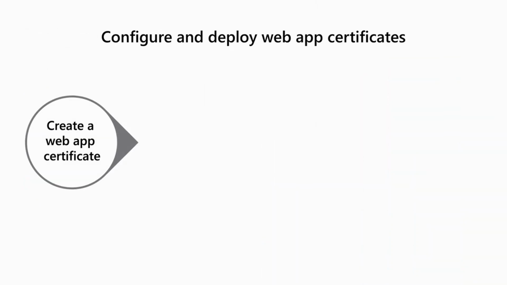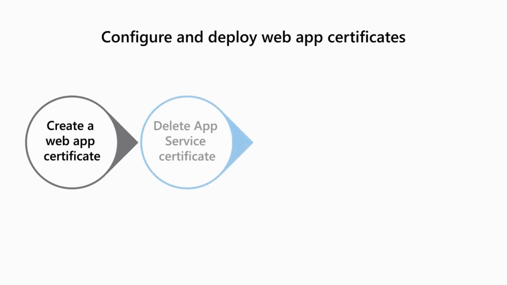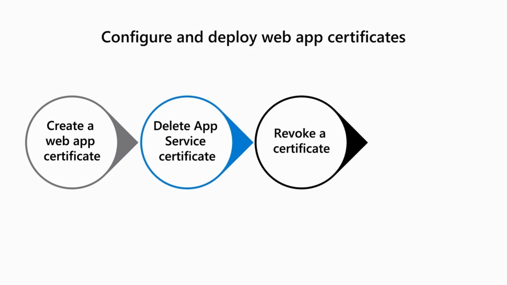Also, you learned how to create web app certificates, buy them, import and upload them, and their prerequisites. Finally, you learned how to delete an app service certificate. You can revoke a certificate, and any binding in app service that uses this certificate becomes invalid.